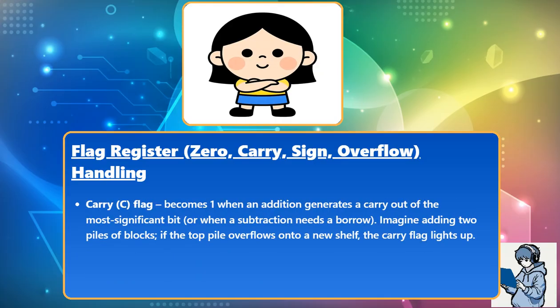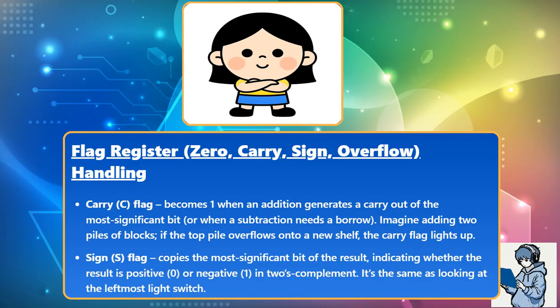The carry C flag becomes 1 when an addition generates a carry out of the most significant bit, or when a subtraction needs a borrow. Imagine adding two piles of blocks. If the top pile overflows onto a new shelf, the carry flag lights up. The sign S flag copies the most significant bit of the result, indicating whether the result is positive or negative in 2's complement. It is the same as looking at the leftmost light switch.